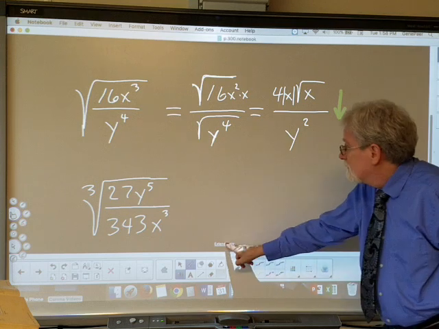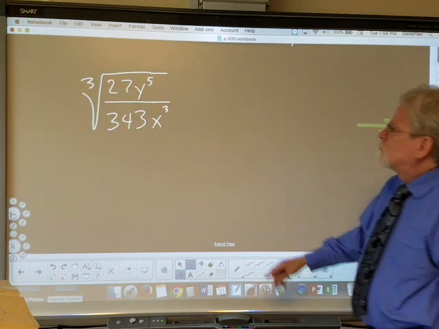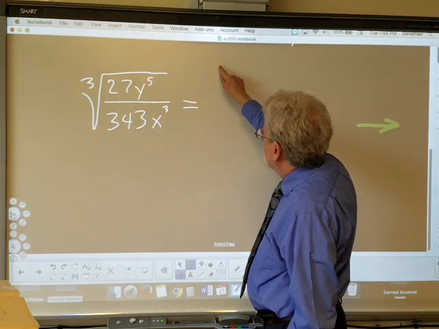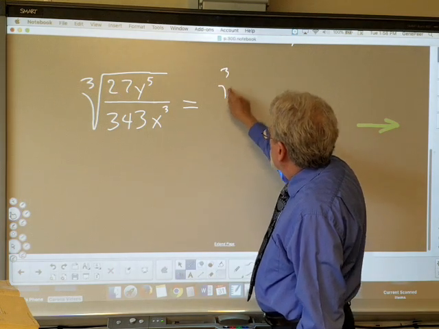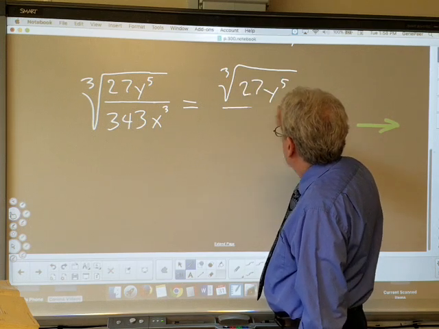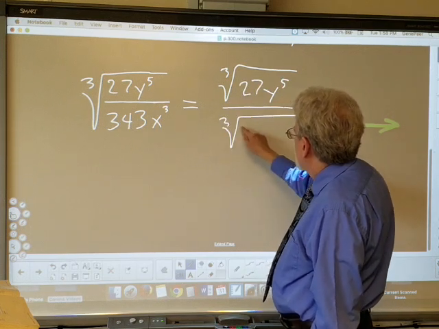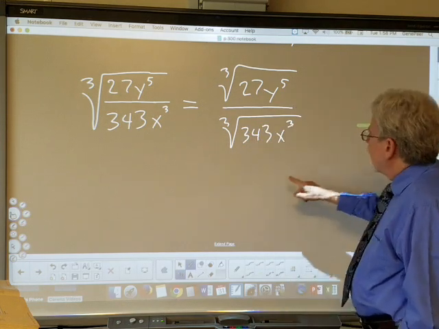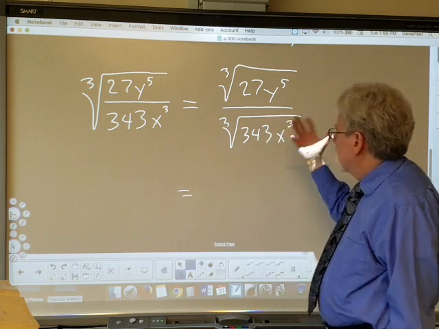Let's extend. Okay. Cubed root. Well, we can think of this as, and I'm just going to go ahead and write it this way, cubed root of 27y to the fifth, that's a 2, over the cubed root of 343x to the third. Well, this one's kind of nice because we know a lot of stuff here.